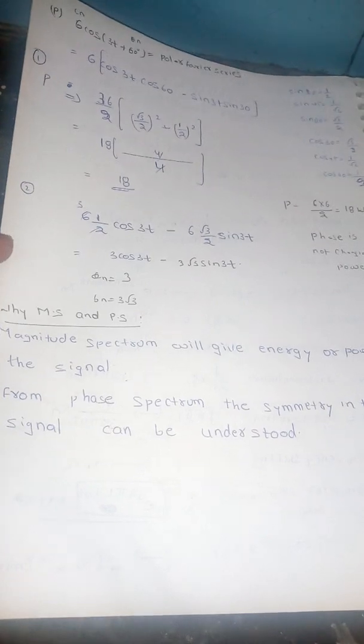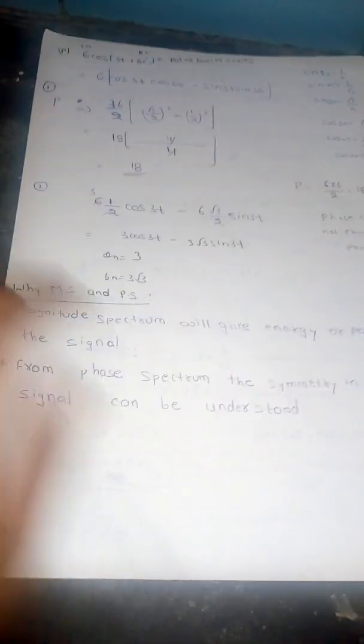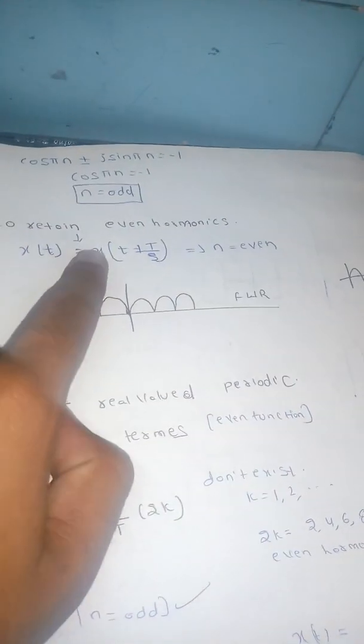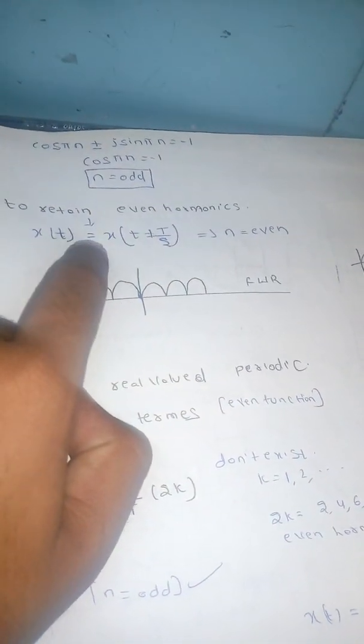The magnitude spectrum gives the energy or power in the signal, so we consider mostly the magnitude spectrum in communication systems. From the phase spectrum, the symmetry in the signal can be understood. Half wave symmetry gives only odd harmonics. To get even harmonics, this should be plus. To get odd harmonics, this should be minus.